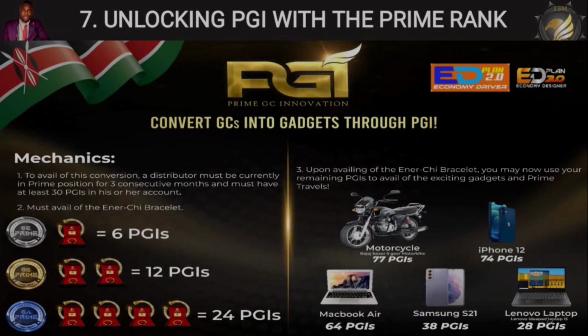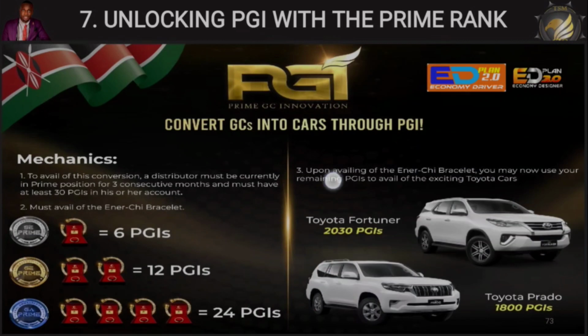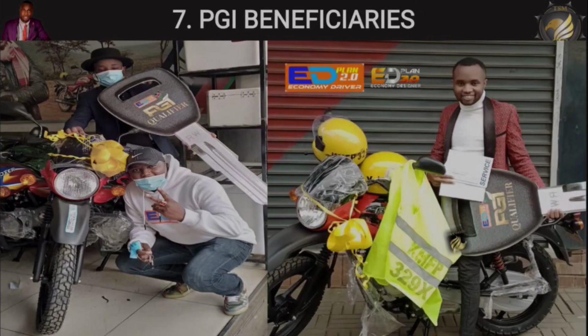We also have another way of income generation, which is called the PGI. PGI simply stands for Prime Rank Innovation. The PGI innovation helps you get what you call gadgets. These gadgets can be a free motorcycle, a free MacBook Air, a free Samsung S21 or S22, an iPhone 12 Pro or iPhone 13 Pro, or a Lenovo laptop. And then you can also have access to a Toyota Fortuner, and a Toyota Prado with our business. You can imagine you're going to be given this in our campaign for free. Once you just attain your PGI, that is what is going to happen.